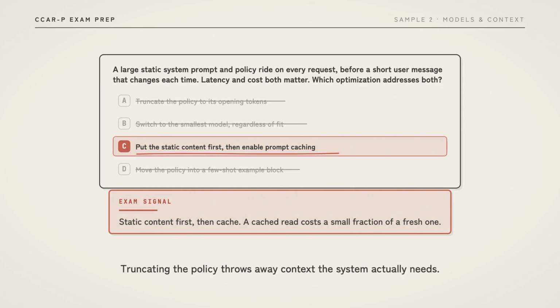Truncating the policy throws away context the system actually needs. Switching blindly to the smallest model risks quality to save money, and moving the policy into a few short blocks never creates a cacheable, reusable prefix.